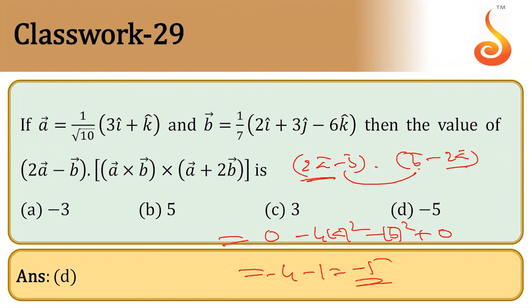But this is the dot now. First is 0. This is minus 4A square minus B square. Again B dot is 0, because A dot B is 0 here. So minus 5 is the answer. Okay, that's the answer here for this case. Next question.